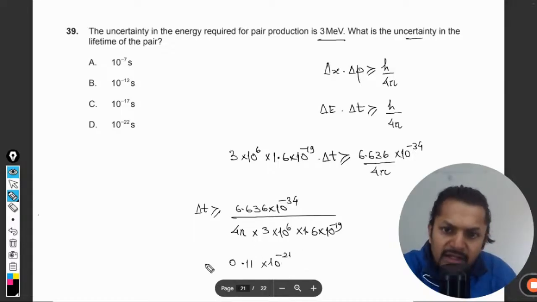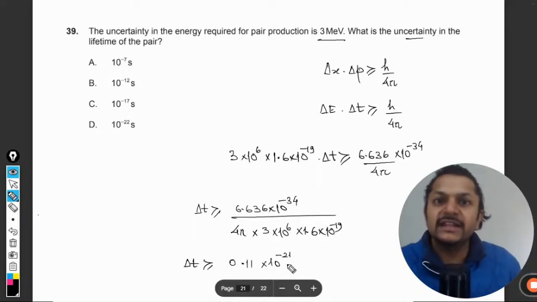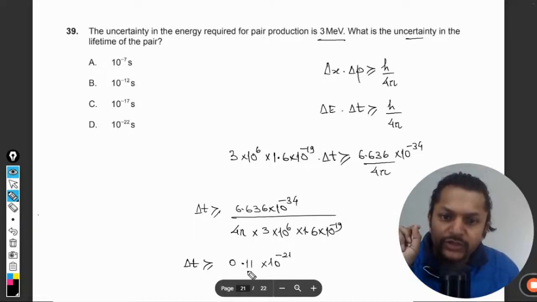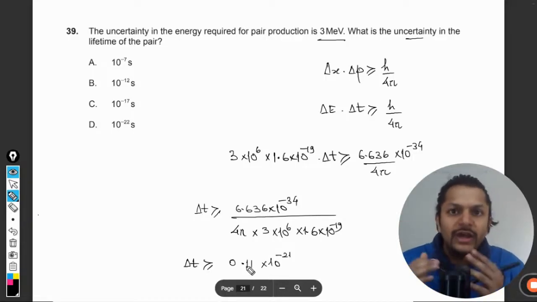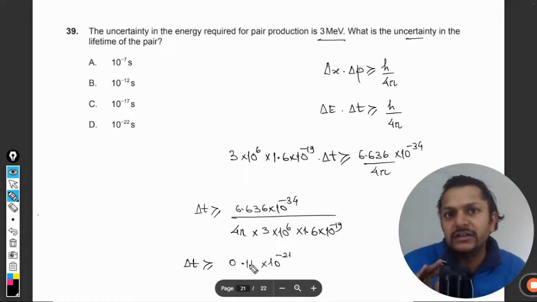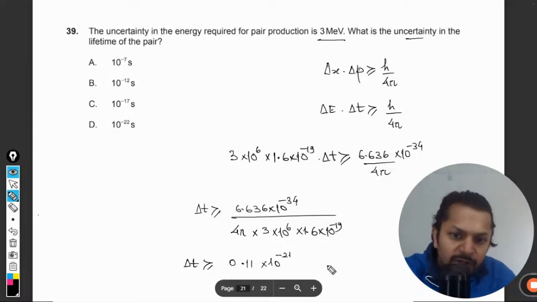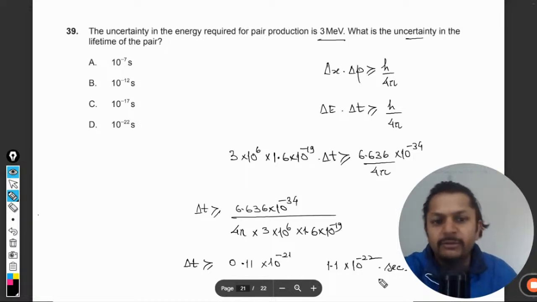Yes. So this is delta T, which is greater than or equal to this. So we are not interested in this now. Whenever we want to find the order of a value, the decimal can be placed only after one non-zero digit. So this will come out to be 1.1 into 10 raised to power negative 22, if I'm able to explain myself, isn't it?